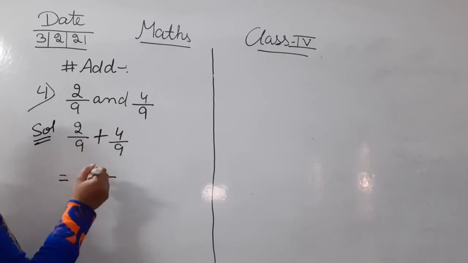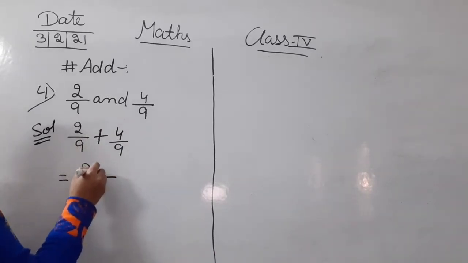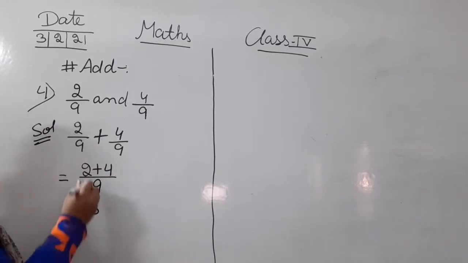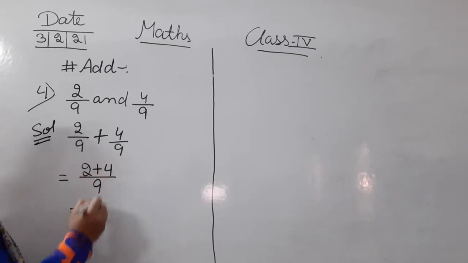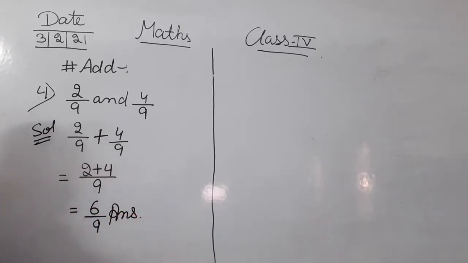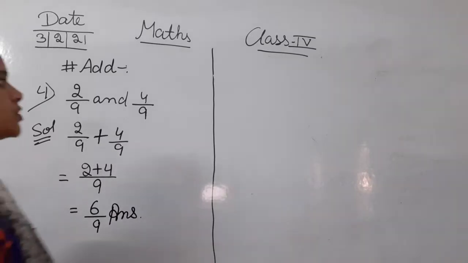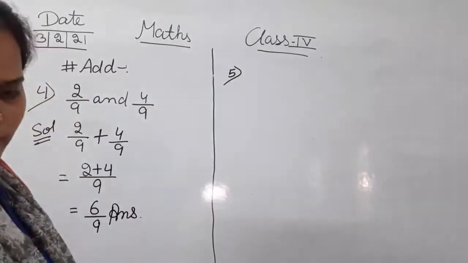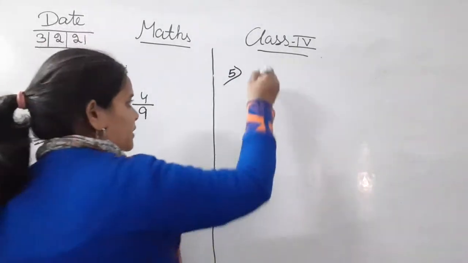Now add the numerators of both the fractions, that is 2 plus 4. So 2 plus 4 is 6. Denominator 9. So the answer is 6 upon 9. So this is the answer. Okay. Moving next to the fifth one. The fifth is 5 upon 11 and 4 upon 11.